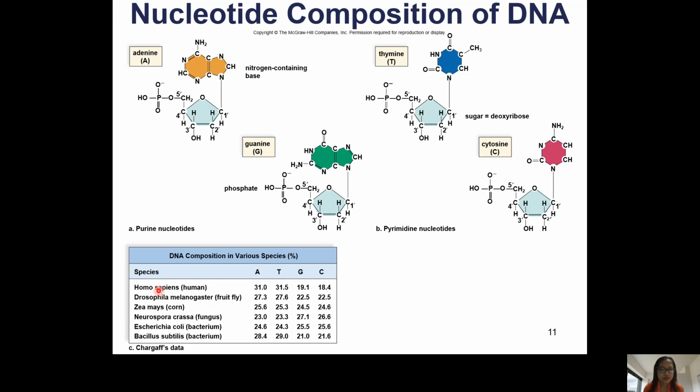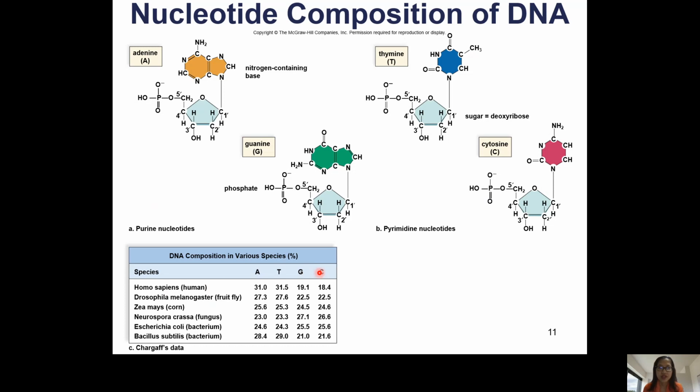you can see here. You can see the tables. There are a lot of spaces here, and there were compositions of each nitrogenous base. For example, the first one, Homo sapiens, or human. You can see that the composition of adenine here is equal to the composition of thymine, and the composition of guanine here is equal to the composition of cytosine.